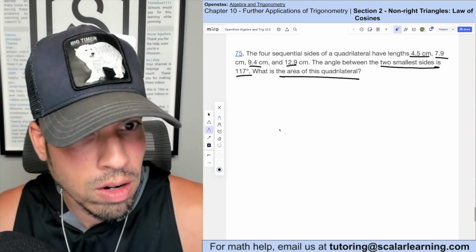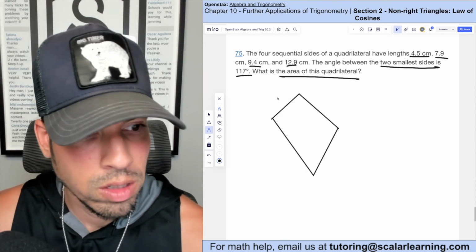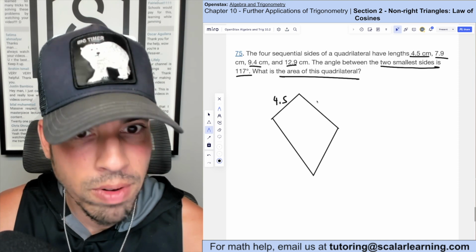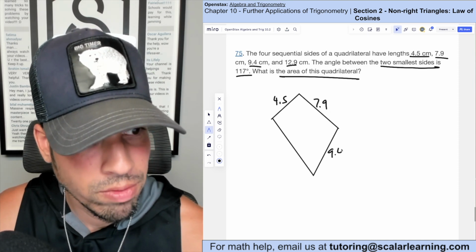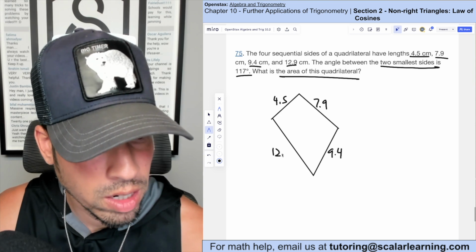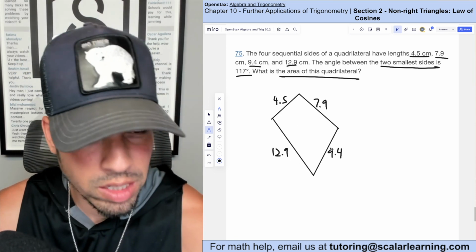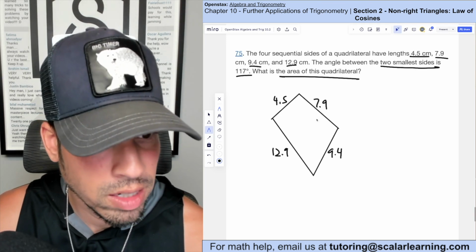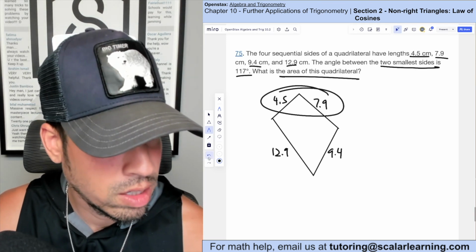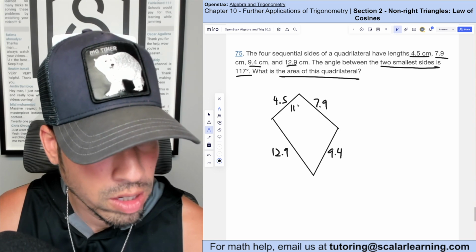So let's draw it out now. I'm trying to draw this somewhat to scale. So we'll say this is the 4.5, this is the 7.9, maybe this is the 9.4, and then this can be the 12.9. So it's not perfect, but it looks reasonably to scale. Okay, and then it says the angle between the two small sides, which are these two sides, is 117 degrees, so that goes in here.